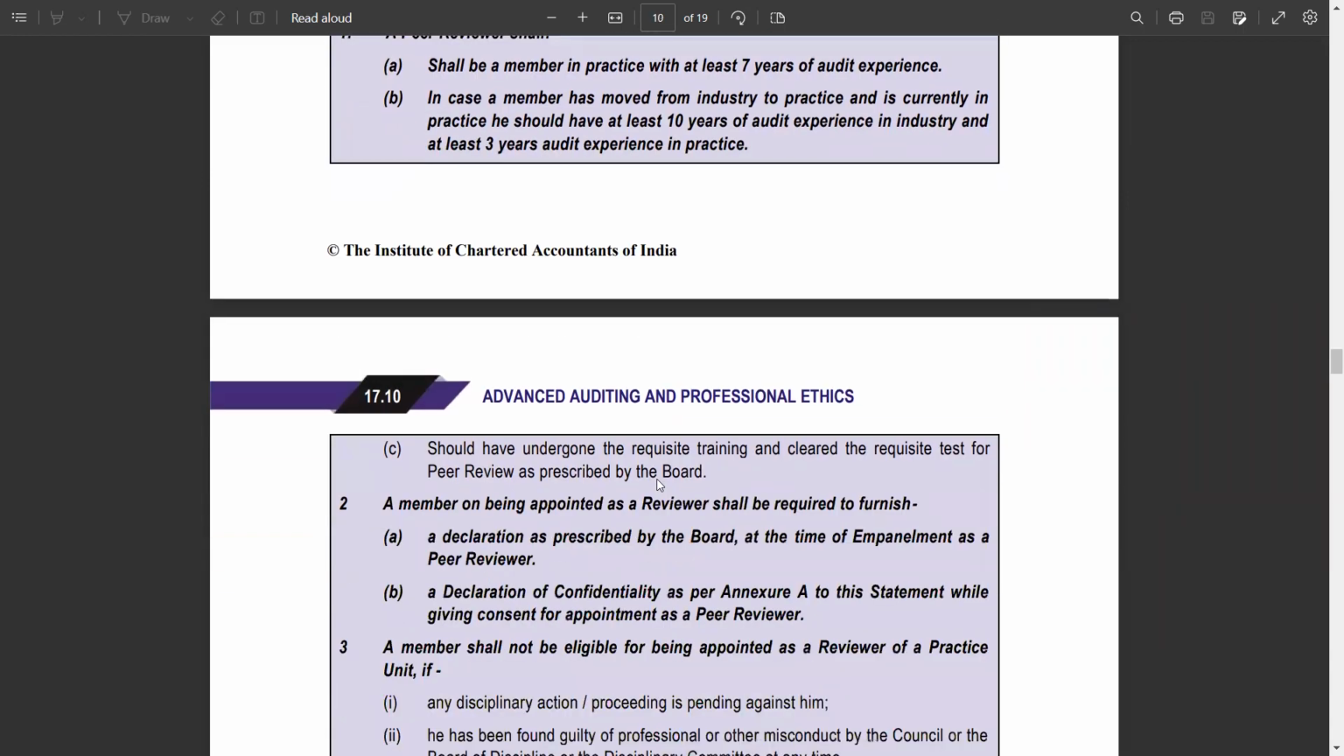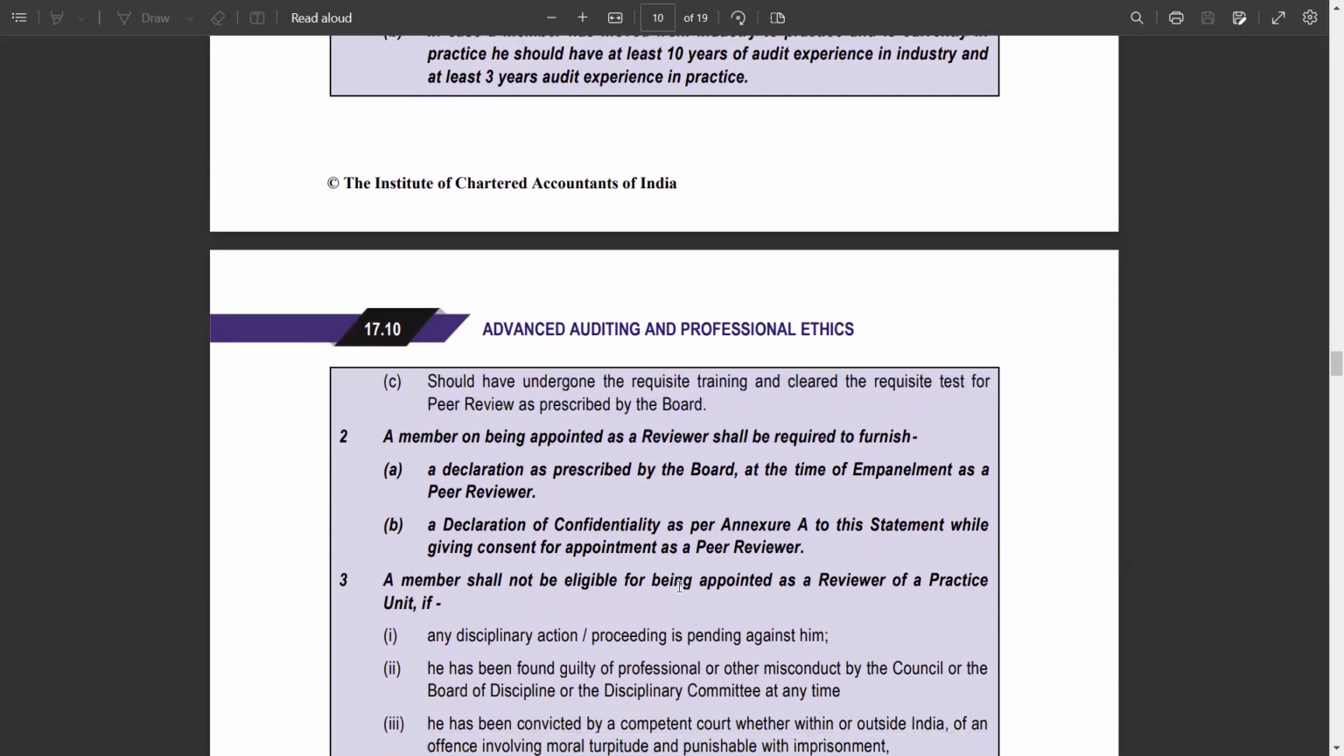And he should have undergone requisite training and cleared requisite tests for peer reviews prescribed by the board. So there might be some tests for training which is required to be cleared by the person who's going to be a peer reviewer. So he has to undergo the requisite training and clear the requisite test for peer review as prescribed by the board.